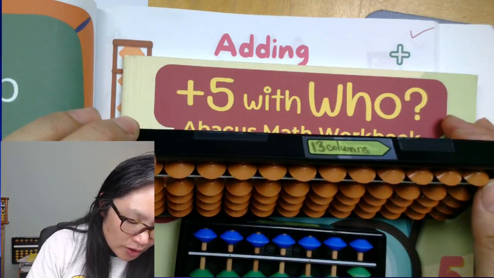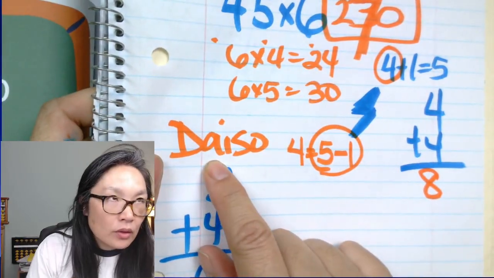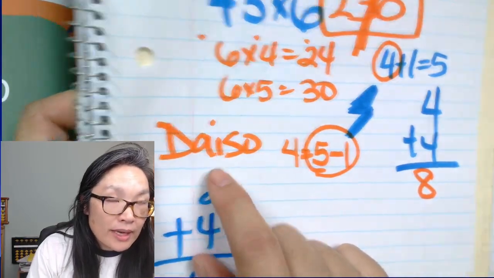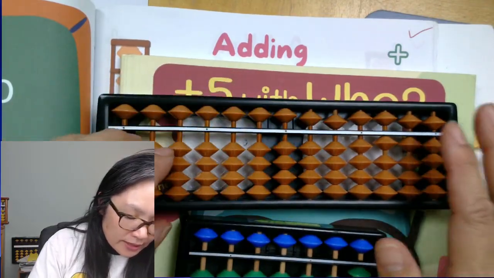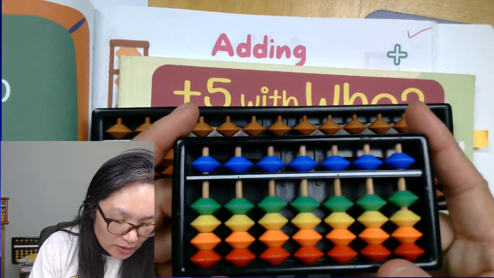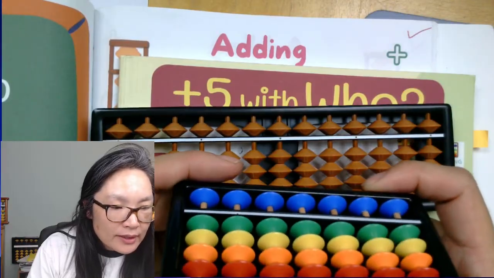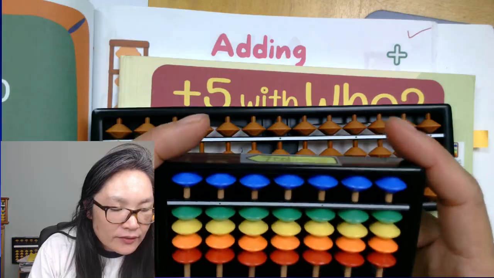You could use the 13 column one. You can get this from Daiso, and that's what this is, Daiso. Or you can go on Amazon or TikTok. I know TikTok Shop has it. There's some vendors that sell the 13 column one. I sell this one, but that's on my website. I haven't figured out how to do it on the TikTok Shop yet. That's the hardest set of numbers. Everything else is very repetitive.